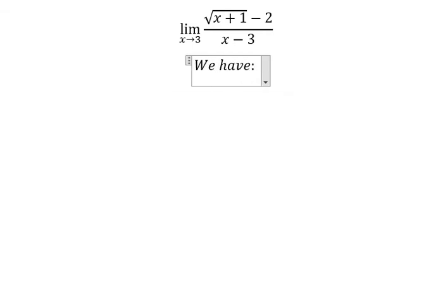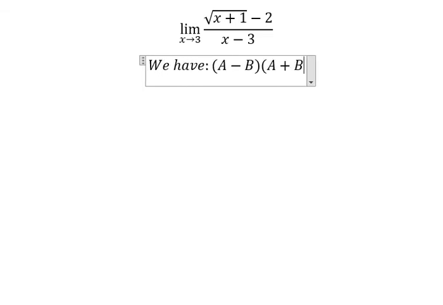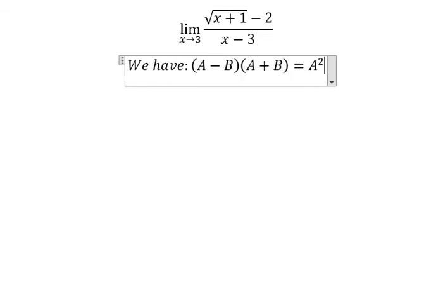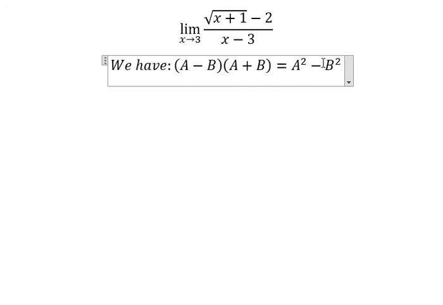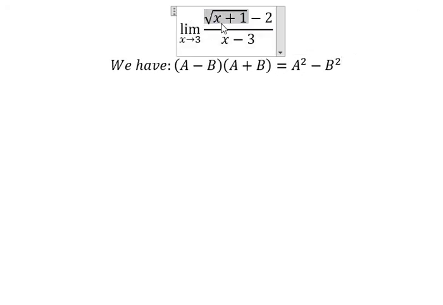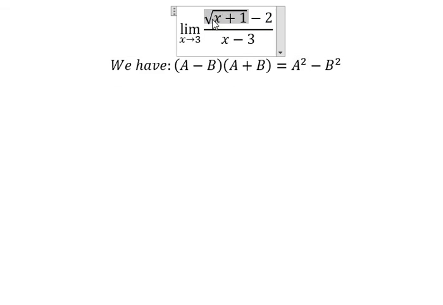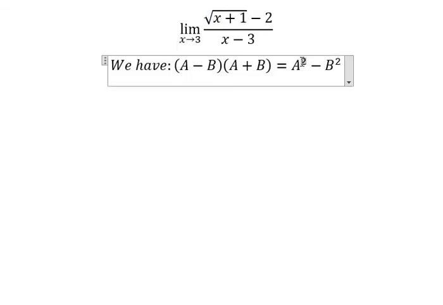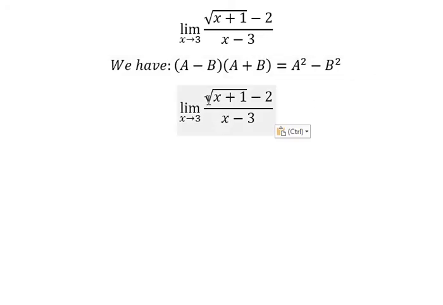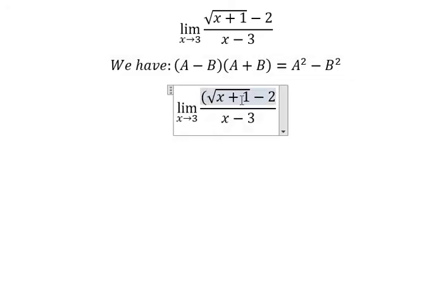That's about (a minus b) multiplied by (a plus b) equals a square minus b square. We know that this one is about a. This one is about b. We need to create a square minus b square because I want to cancel the square root by the power 2. So to do this, we need to multiply by a plus b.